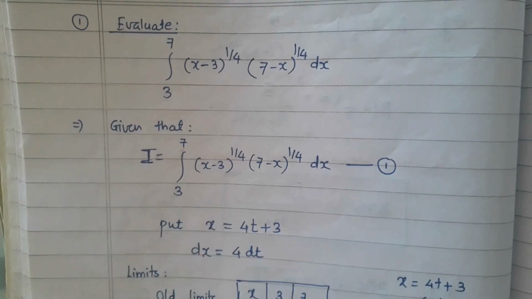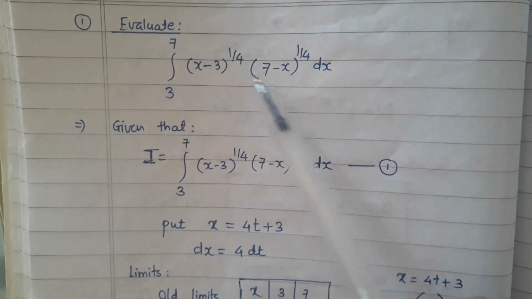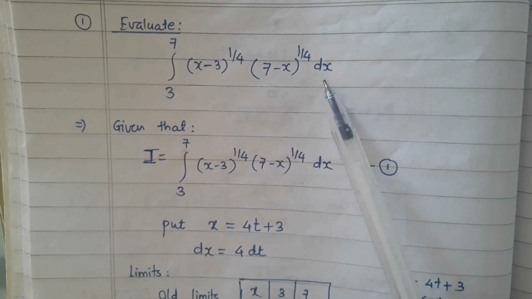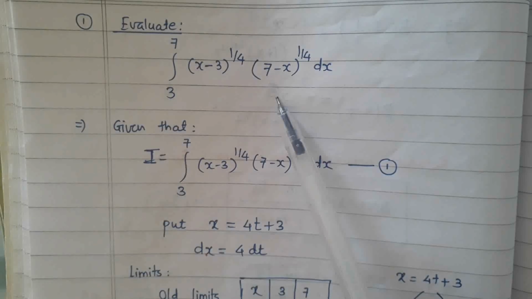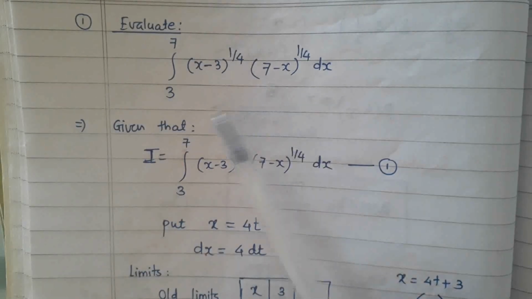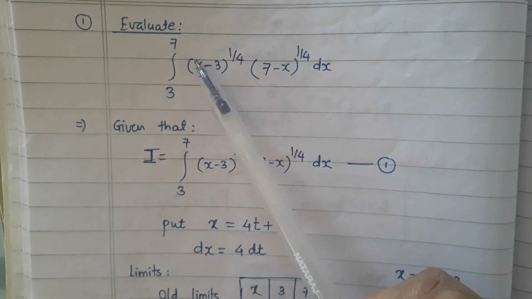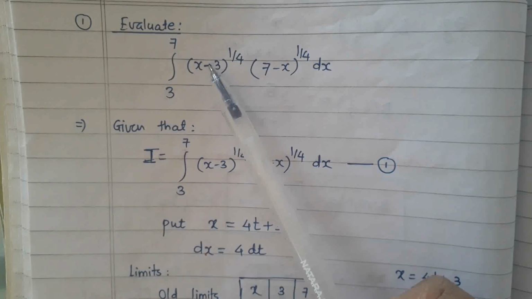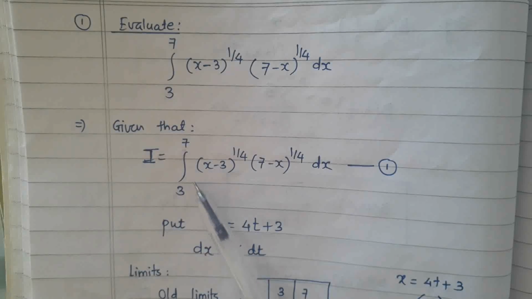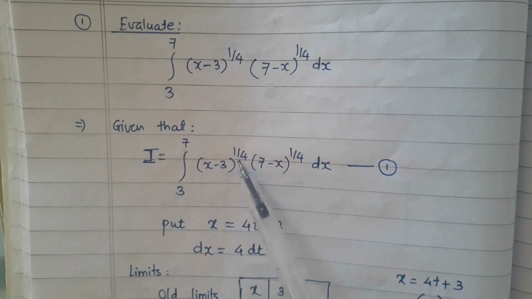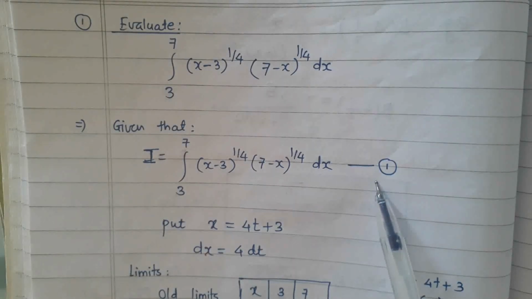First example on beta function. Evaluate the integral from 3 to 7 of (x minus 3) raised to 1 by 4, (7 minus x) raised to 1 by 4 dx. To evaluate such a type of integral, we have to use some proper substitution in such a way that the limits 3 to 7 become either 0 to 1, as in one of the definitions of the beta function, or 0 to infinity. So choose the proper substitution. For that, write the given integral as I is equal to the integral from 3 to 7 of (x minus 3) raised to 1 by 4, (7 minus x) raised to 1 by 4 dx. Call it equation number 1.